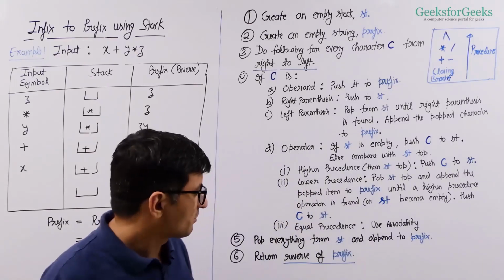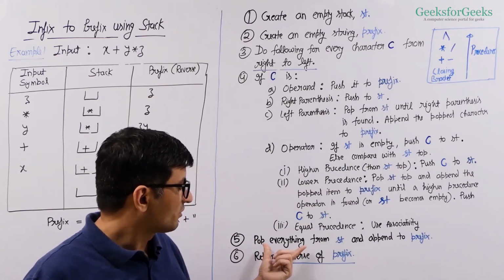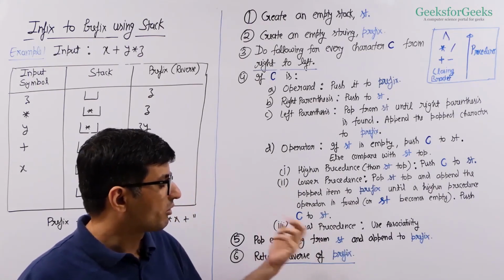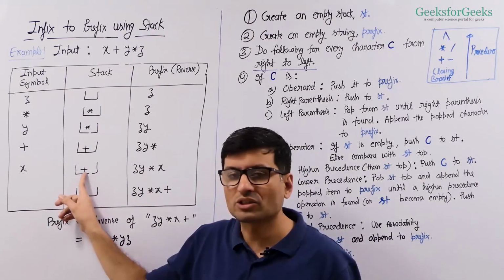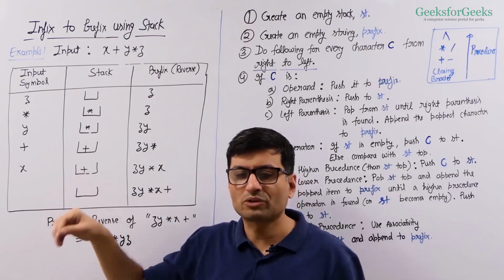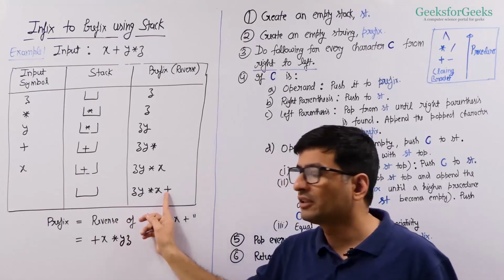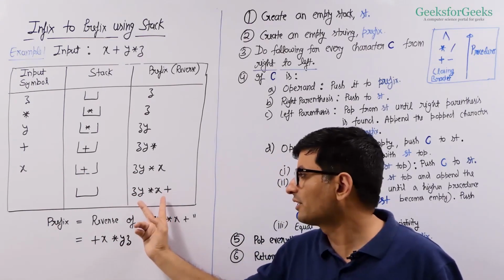But there is a last step. The last step says that if your stack contains items, then pop out everything from the stack and append it to the prefix. So our stack contains a plus operator. So we are going to pop out this plus and append it to the result. So this is what we get as a result.